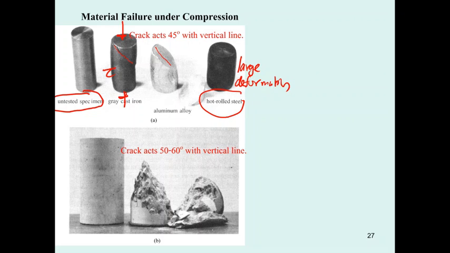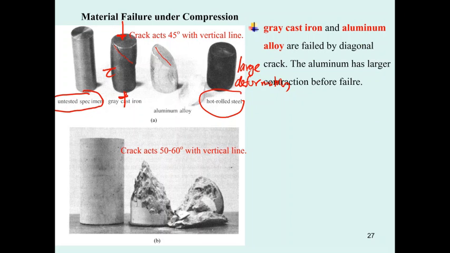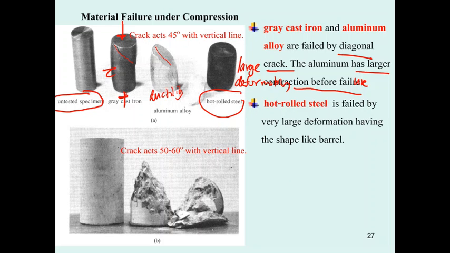Okay, they are different, and gray cast iron and aluminum may fail with a diagonal crack at 45 degrees. Aluminum has larger contraction before failure. That means it can contract or deform more due to its greater ductility before failure, and it's going to crack at 45 degrees. The hot rolled steel fails by large deformation, like I said before, shaped like a barrel.